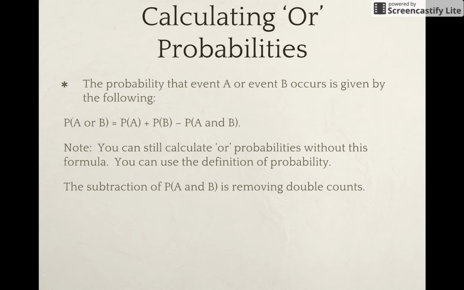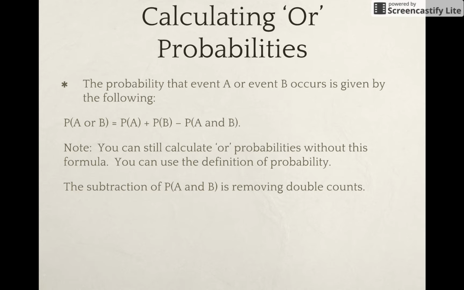To calculate OR probabilities, that is the probability that event A or event B occurs, is given by the following formula. Probability of event A or B is equal to the probability of event A plus the probability of event B minus the probability of A and B. That is the probability that both A and B occur.